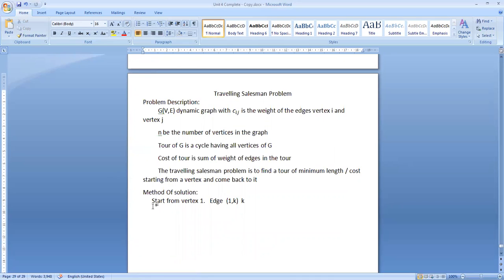So when you are starting from vertex 1, you go to any of the remaining vertex k, and after visiting that vertex k, you are visiting the remaining vertices of the graph and come back to the vertex 1. So when you are visiting the remaining vertices, they should be visited only once. Otherwise you will not get a tour of minimum length.